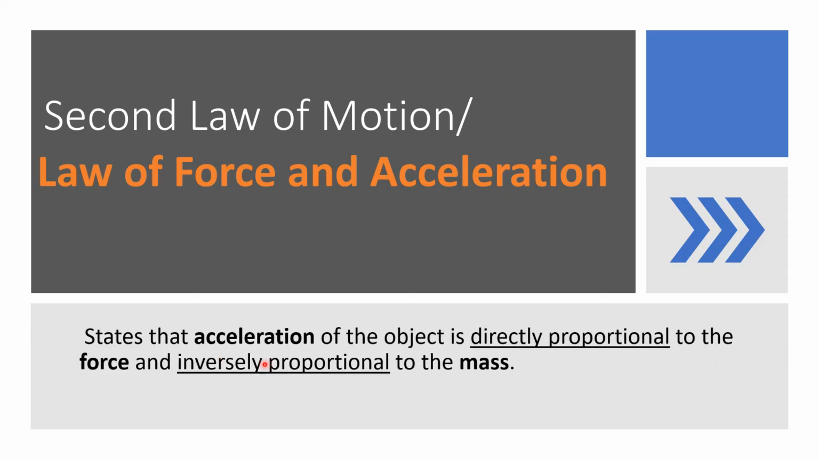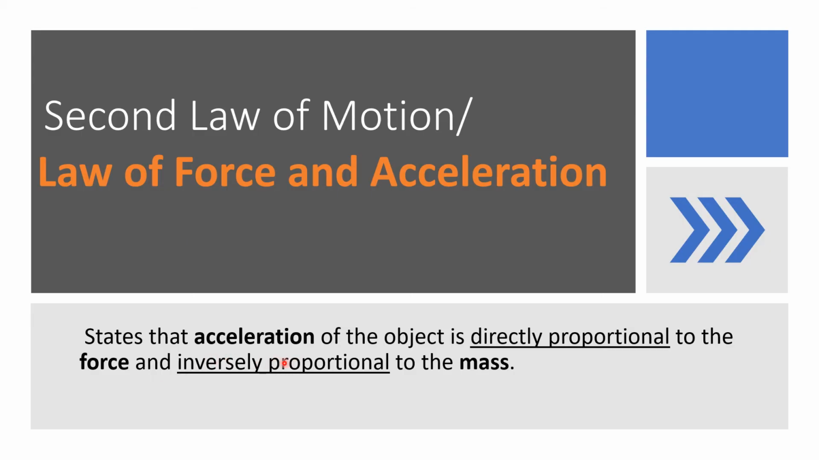According to this law, the acceleration of the object is directly proportional to the force and inversely proportional to the mass. So, as you can see, we have here three quantities. We have acceleration, force, and mass. Always remember that the second law explains the relationship between the acceleration, force, and mass. And it says that acceleration is directly proportional to the force. What does it mean? I will explain it more as we go on.